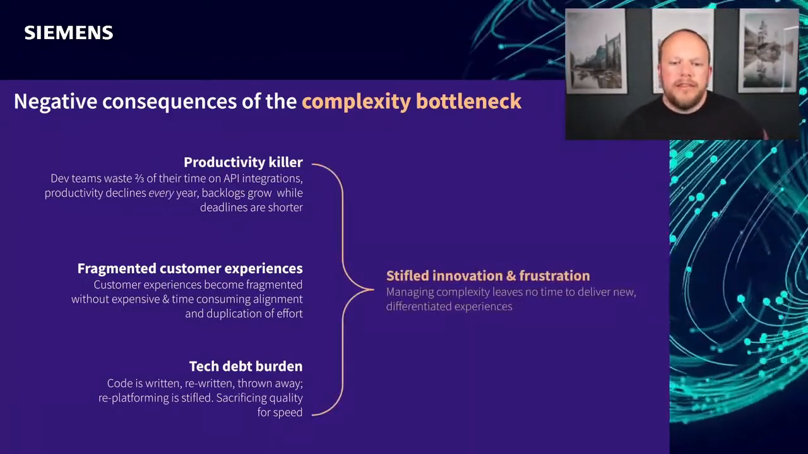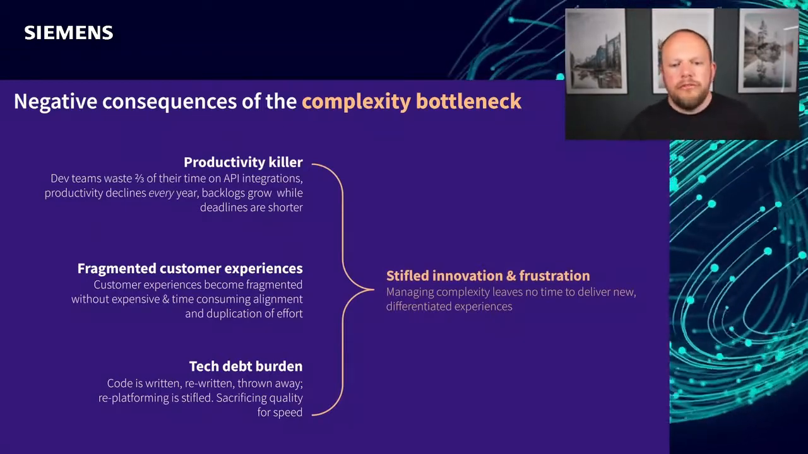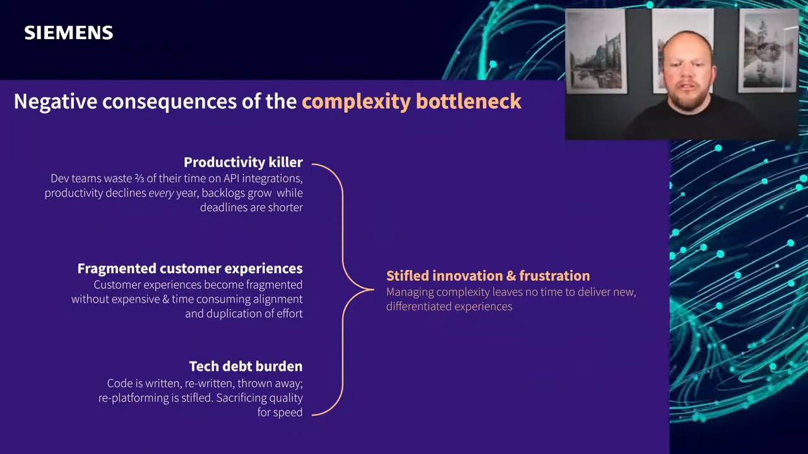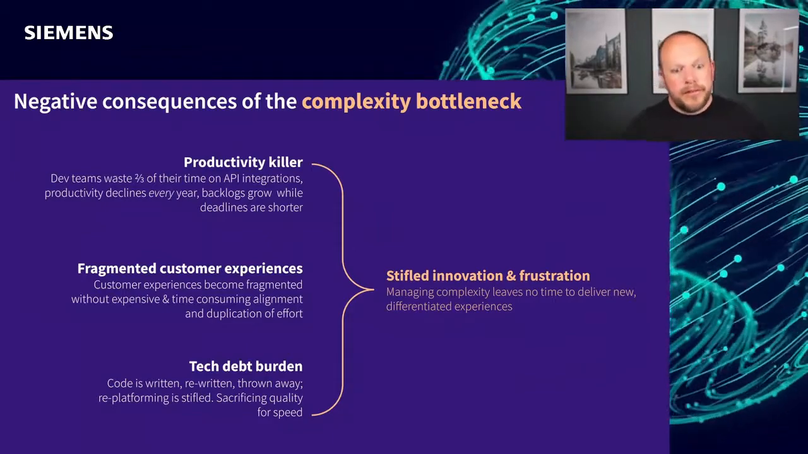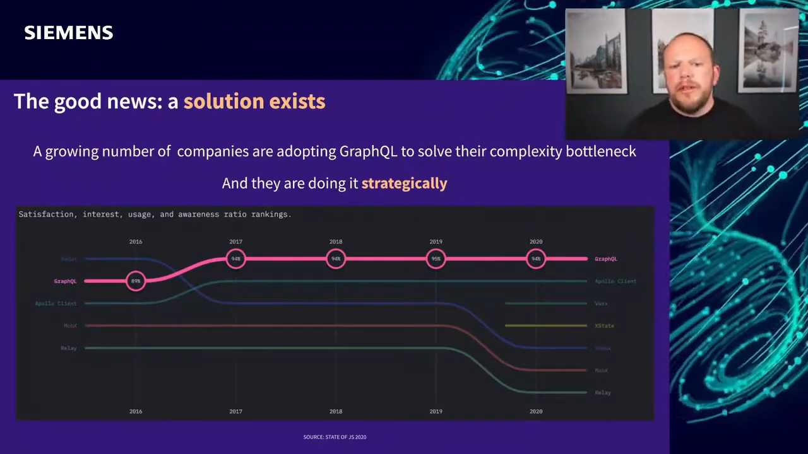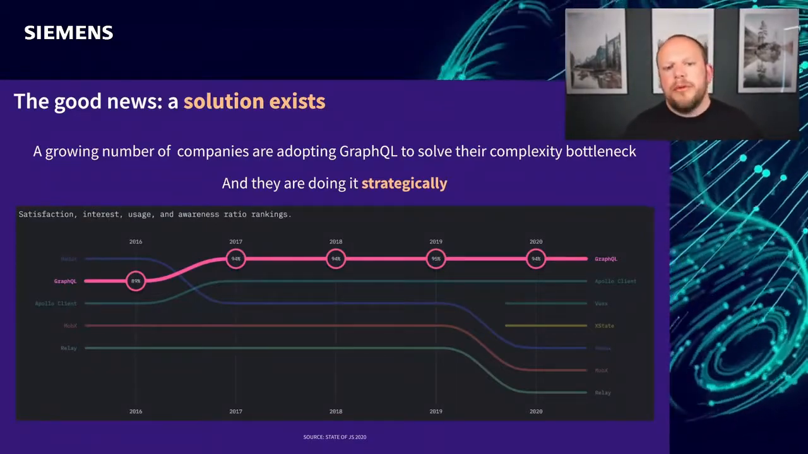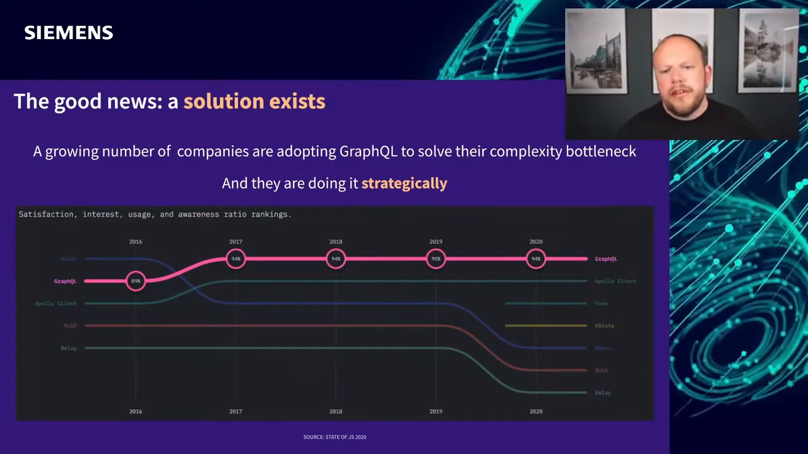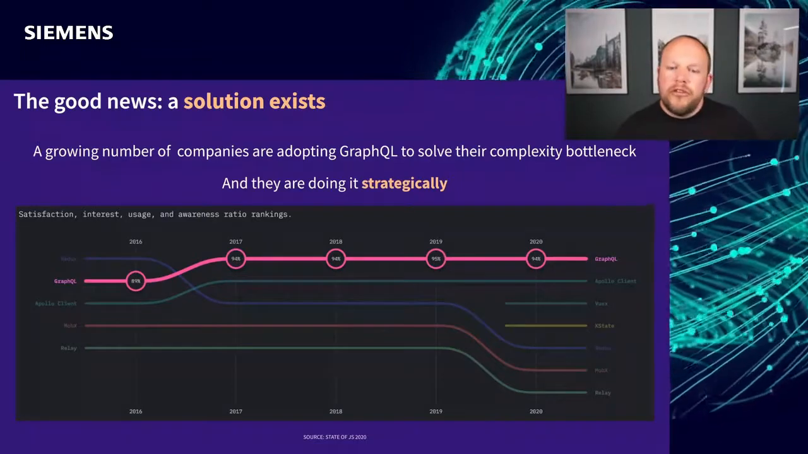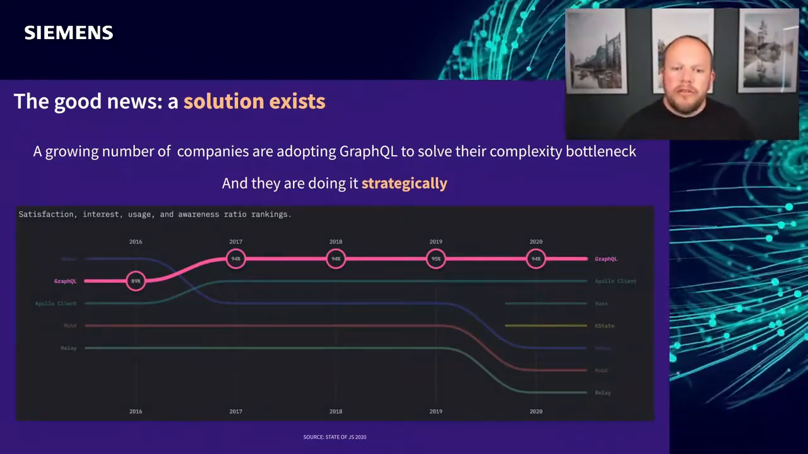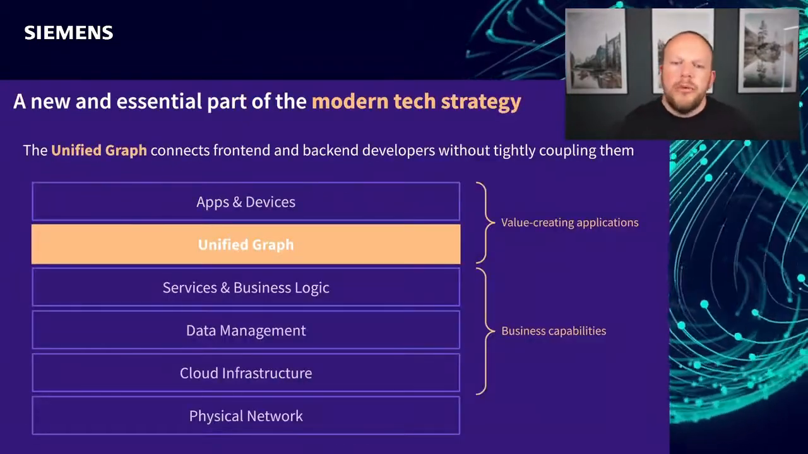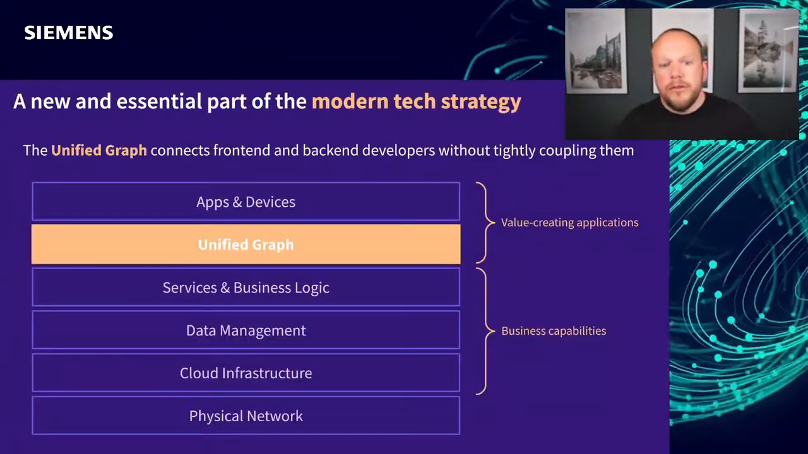So the combined effect of this complexity bottleneck is stifled innovation and frustration, both in your development teams and in the wider business, as more time is spent managing the complexity than anything else. But the good news is that there is a solution. An ever-growing number of companies are adopting GraphQL to solve their complexity bottlenecks, and this adoption is accelerating, as shown in the chart from the State of JS survey. What's better is they aren't just using GraphQL as a short-term fix or patch to get around problems, they're using it strategically. By introducing a new and essential part of the modern tech stack, the unified graph.